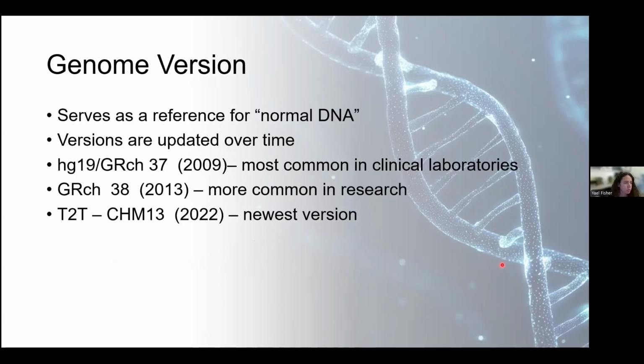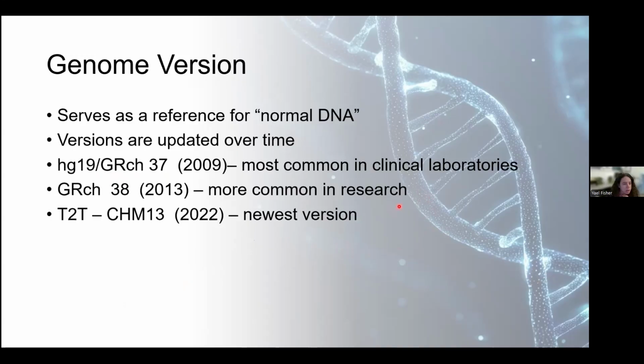So before we start reading these variants, we first need to know which genome version we're working at. So what is a genome version? It's the reference sequence of the normal DNA. And over time, versions are updated. It takes a few years, of course, to update a new version of the whole genome. The most common version that is used in most clinical laboratories is HG19 or GRCh37. This came out in 2009.